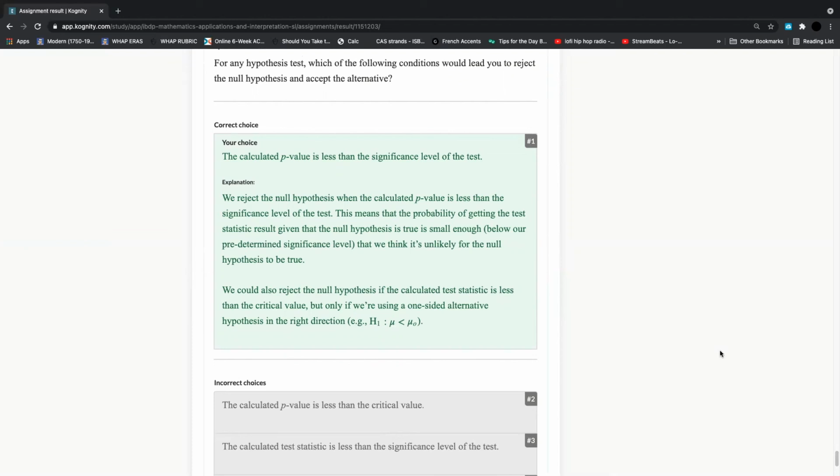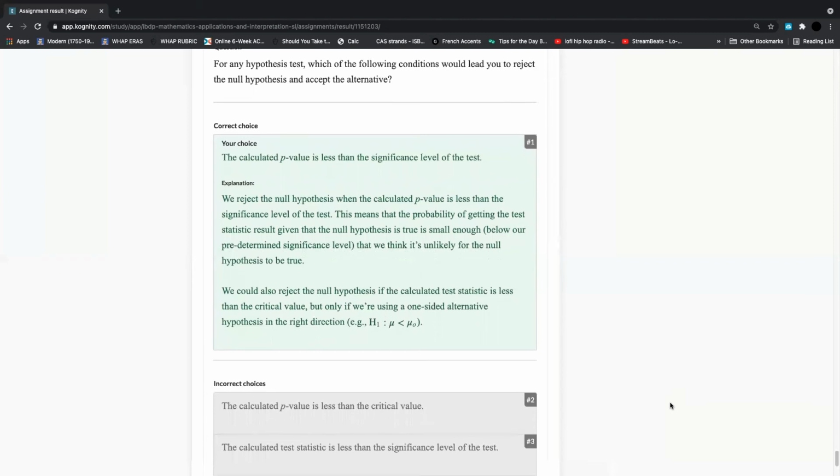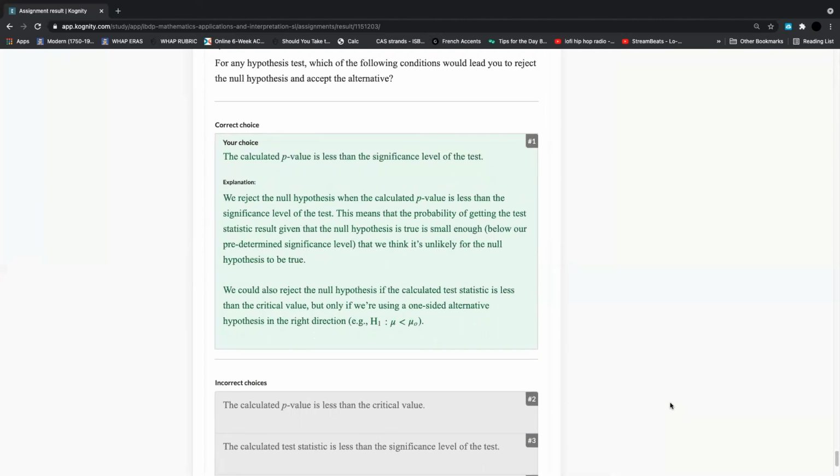That's right, we don't. So that's obviously there to throw you off and mess you up. So we cannot compare those two together: p-value with significance level, and test statistic with critical value. Remember that. That's the same thing with the p-value less than the critical value. So you can't compare the p-value with the critical value. Remember that. That's also there to throw you off.